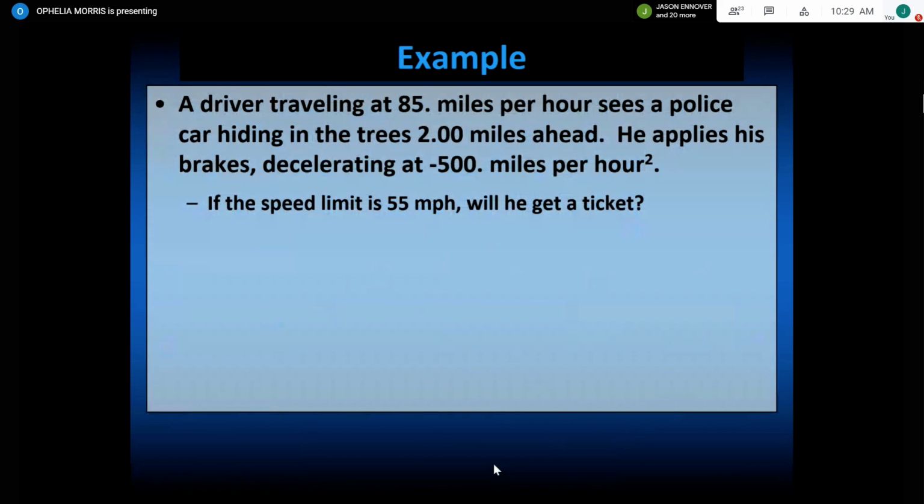I'm jealous. Now, this example is a driver traveling at 85 miles per hour, who sees a police car hiding in the trees 2 miles ahead. He applies his brakes, decelerating at negative 500 miles per hour squared. If the speed limit is 55 miles per hour, they want to know, will this person get a ticket?